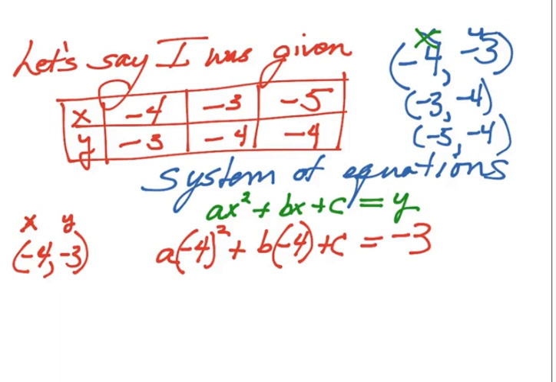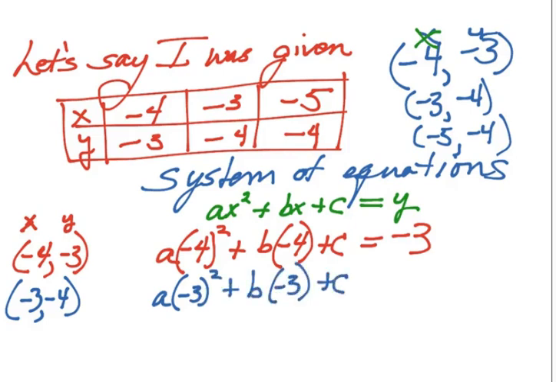Let's do another one then. I have -3, -4. I don't know a, but I know x, so I'm going to put -3 squared. I don't know b, but I know x. I don't know c, but I do know y. There's my second equation. Here's my third equation, because I've got 3 points.